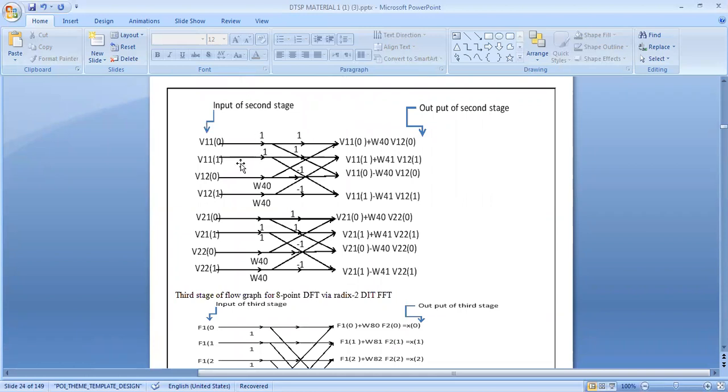Let you take the input to be V11 of 0, V11 of 1, V12 of 0, V12 of 1. Similarly, the next part to be V21 of 0, V21 of 1, V22 of 0, V22 of 1. Okay. So decimation will take place for a 4-point sequence. So you make a cross of V11 of 0 with V12 of 0. Similarly, the next one is V11 of 1 with respect to V12 of 1. Similarly, this has to continue.